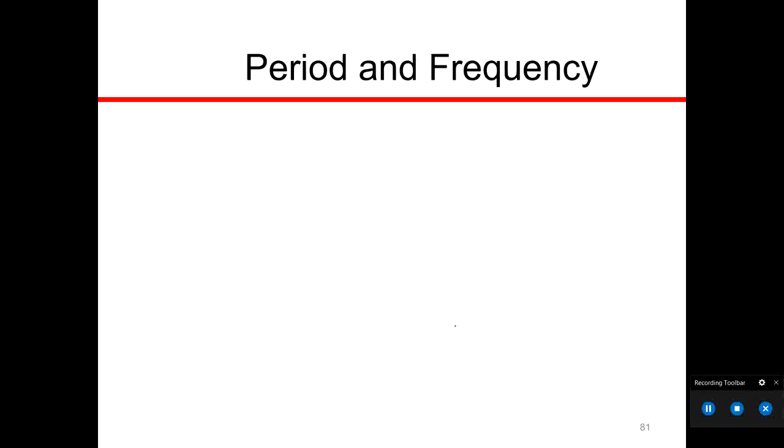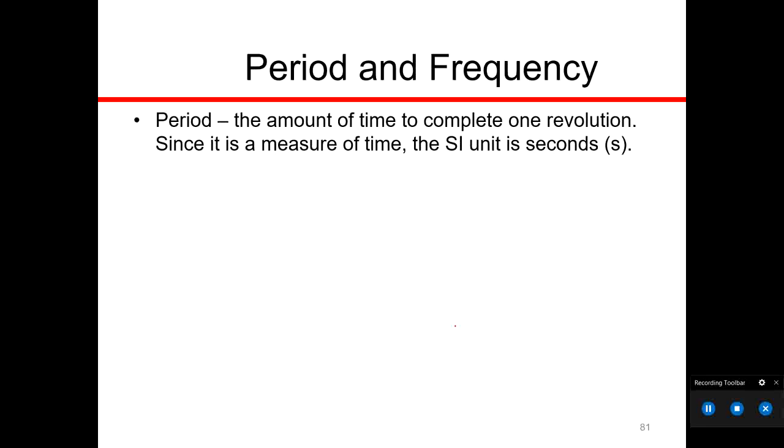A little bit about period and frequency before we move on. Period is the amount of time required to complete one revolution. Imagine for a second that you are on a Ferris wheel, sitting at the top of the Ferris wheel. The period is how much time it takes for you to go around one full revolution and be back at the top again.